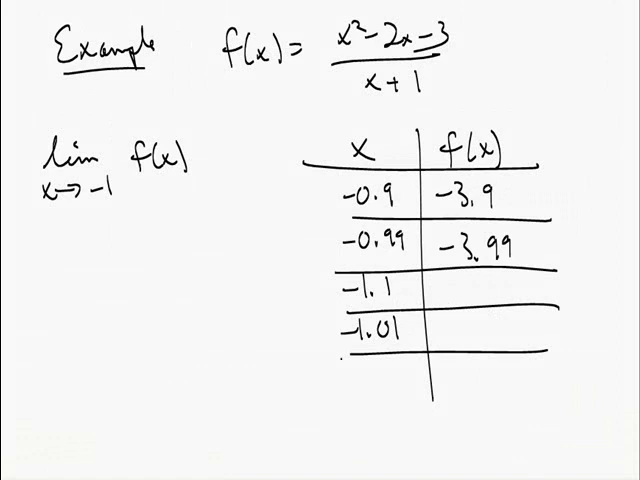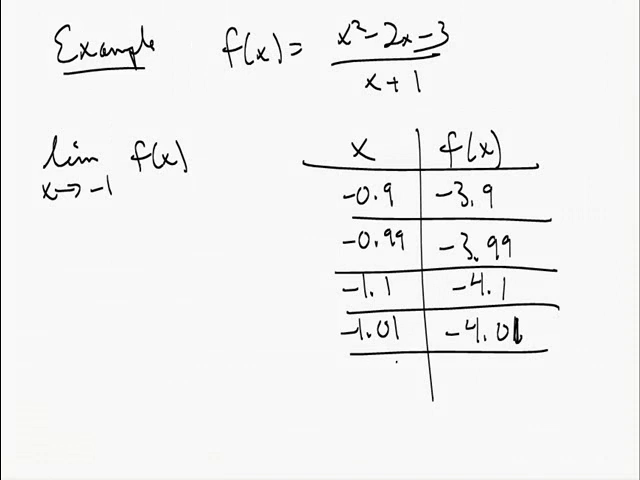Let's first start with negative 1.1. And when I do that, I get negative 4.1. How about negative 1.01? Well, here I get negative 4.01. So it looks like as our values get closer and closer to negative 1, the function value is getting closer and closer to negative 4. Now again, we can't actually plug negative 1 into our function and evaluate it because our function is undefined at negative 1. We have to take the limit by looking at values of x that are getting closer and closer to negative 1. And we could keep going.